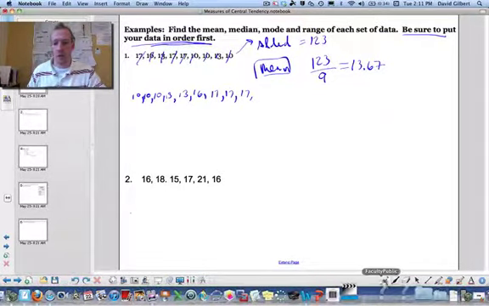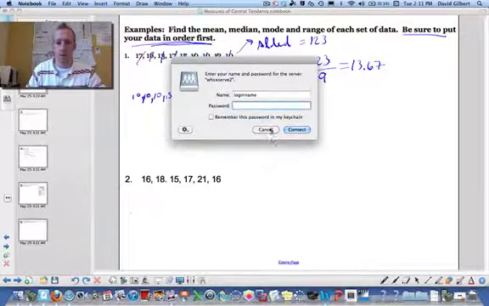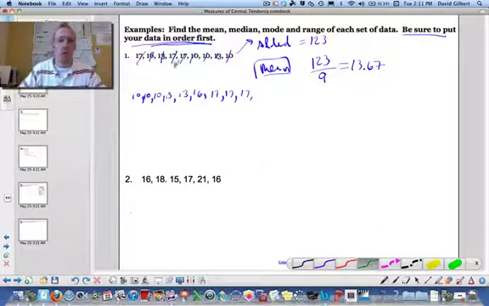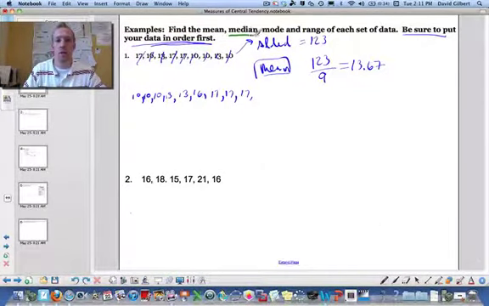Alright, so I want to get the median. Median is going to be the middle number, so count from the beginning and the end and go back and forth until you end up in the middle number. So 1, 2, 1, 2, 1, 2, 1, 2. So we're left with this. 13 is our median. That's our middle number.